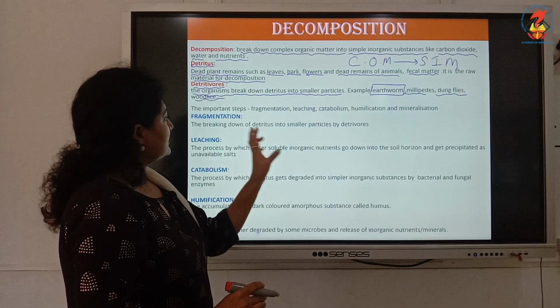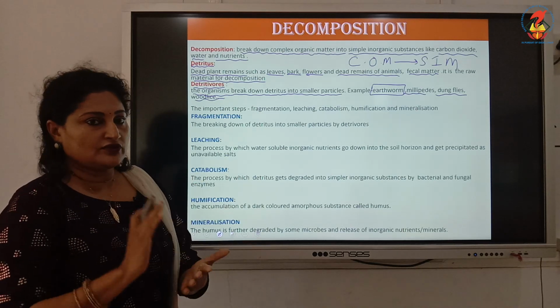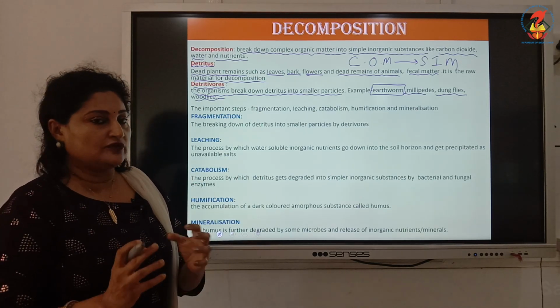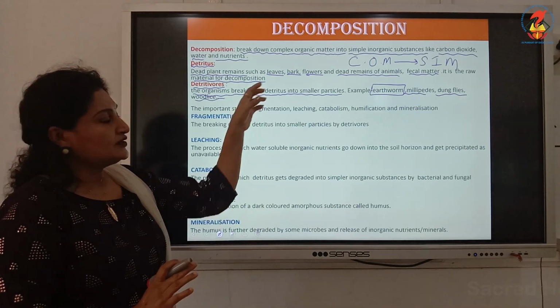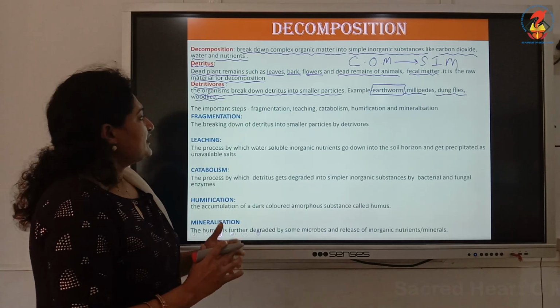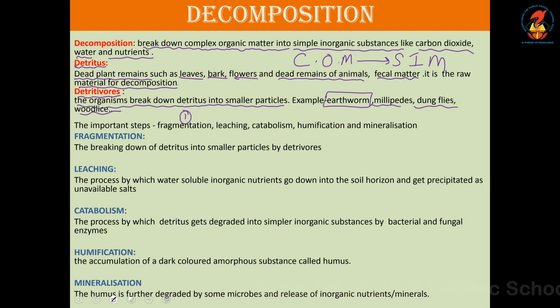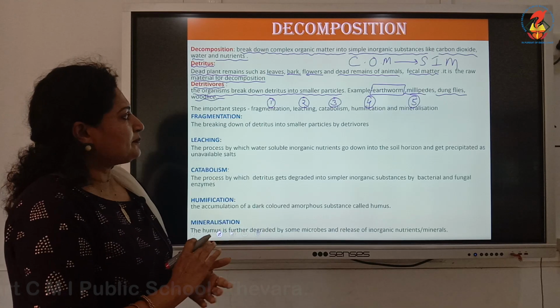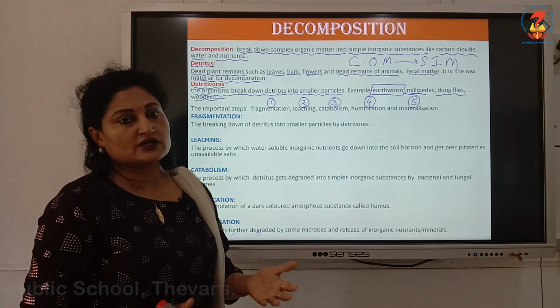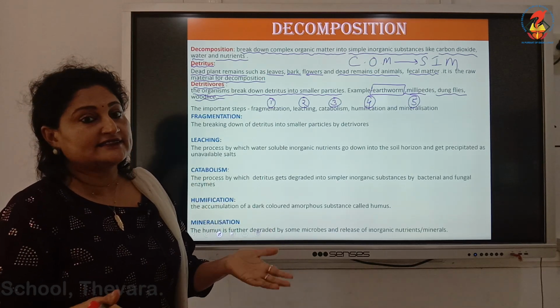So, let us start off with decomposition. Remember detritus and detrivo, very important components for decomposition. The important steps of decomposition are 1. Fragmentation, 2. Leaching, 3. Catabolism, 4. Humidification, and 5. Mineralization. The first three processes or first three steps occur simultaneously on the detritus.